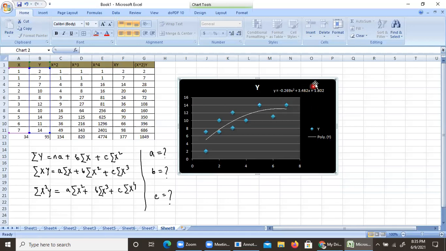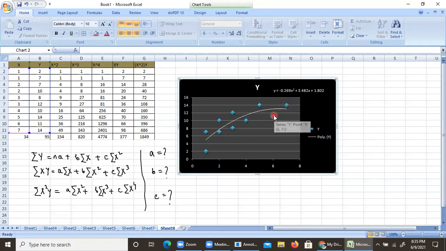So here it is, I don't know why it is not enlarging. It is minus 0.269. This is 3.8482. This is the value of B. And for the value of C, we have, no, sorry. The value of A is this one, 1.802, because our form is A plus Bx plus Cx squared. So the value of A is this one, the value of B is this one, and the value of C is this one.